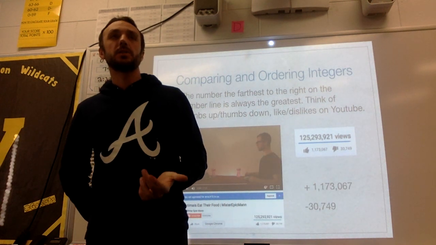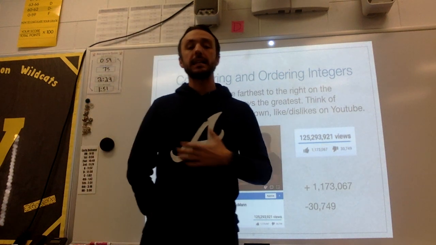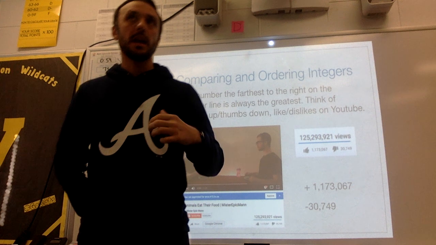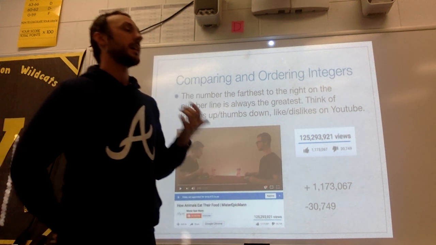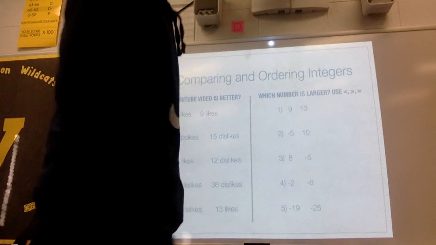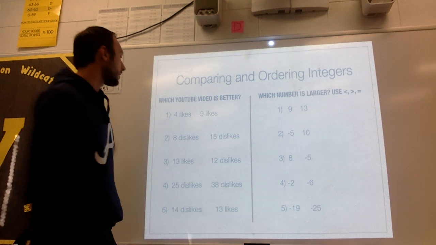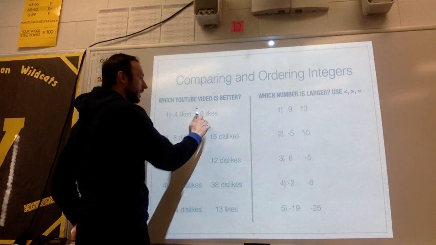So when we first start comparing integers, if we think of positive integers as being thumbs up, likes, and negative integers as being thumbs down, dislikes, and we use that like we would to decide which YouTube video would be better, we can compare integers. So we're going to start off with actually YouTube videos right here. It says, which YouTube video is better, a video that has 4 likes or 9 likes?